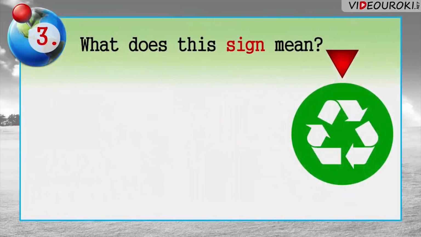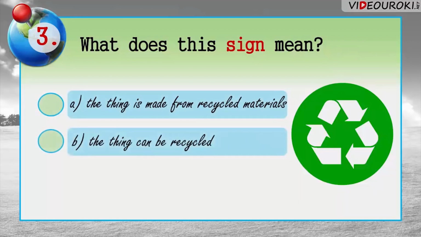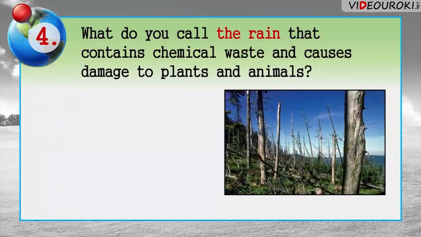Question number 3. What does this sign mean? A. The thing is made from recycled materials. B. The thing can be recycled. C. Traffic sign roundabout. Correct answer is A. The thing is made from recycled materials.